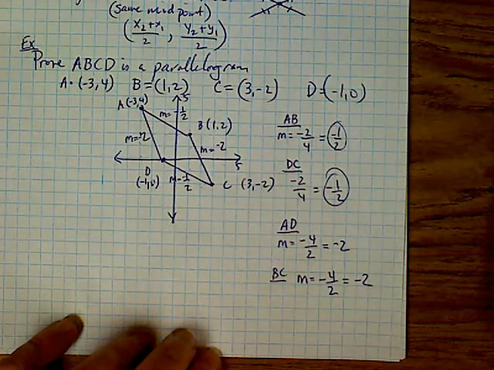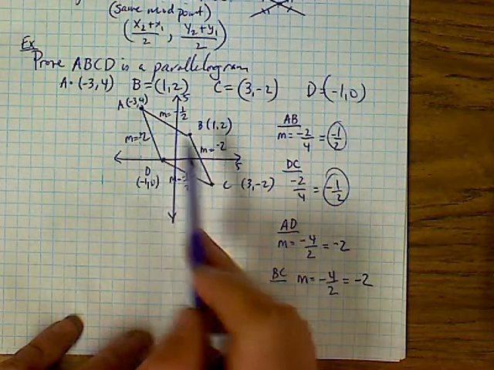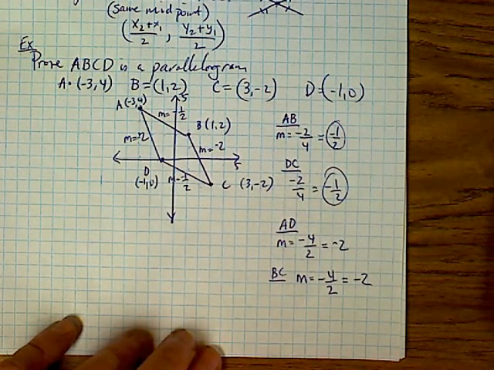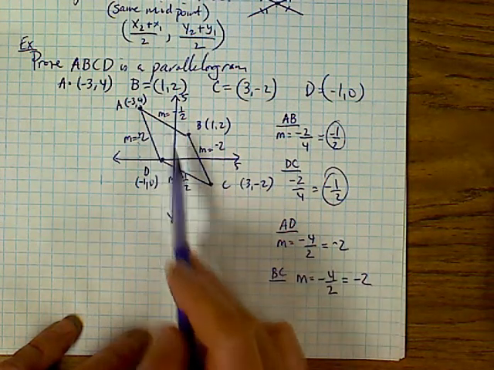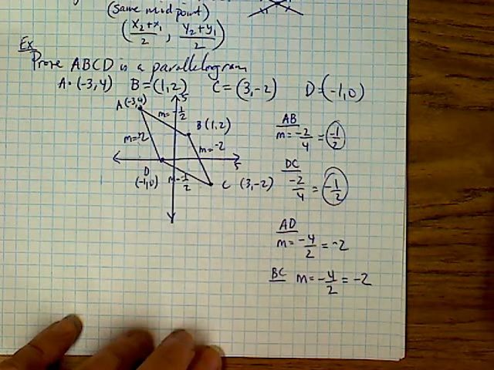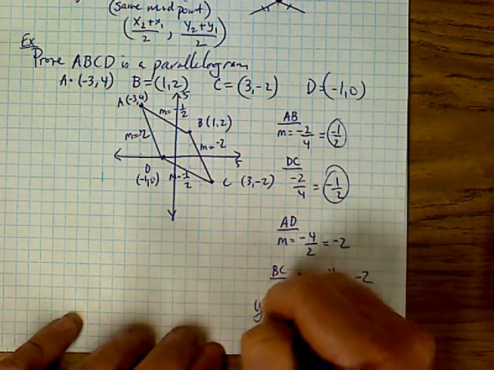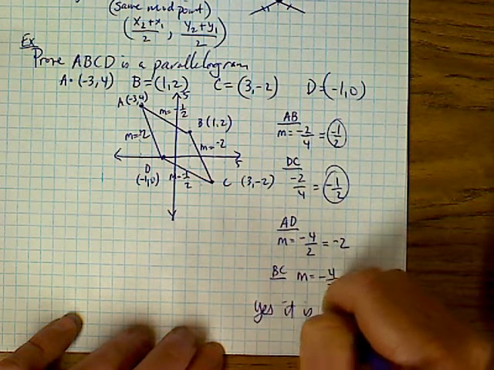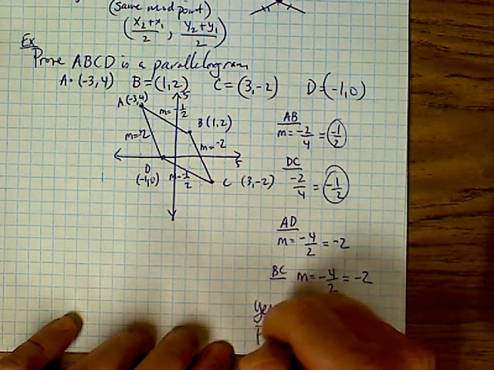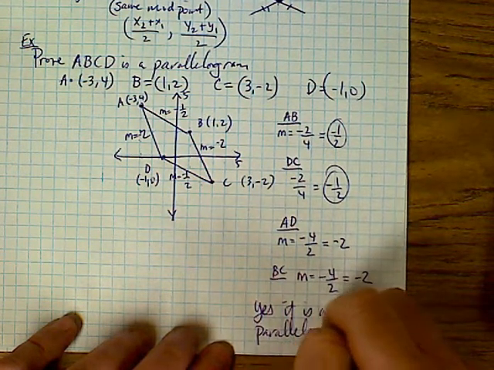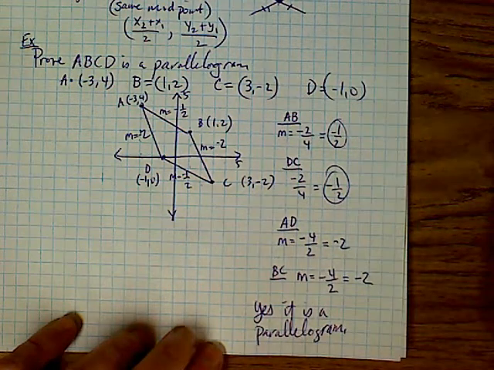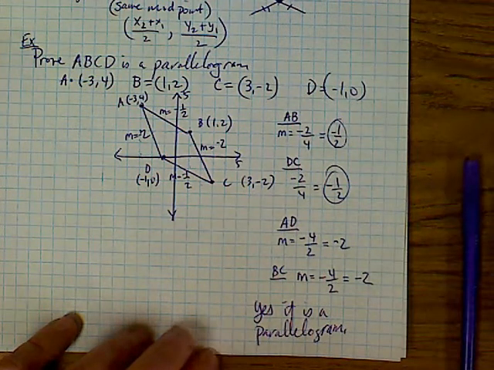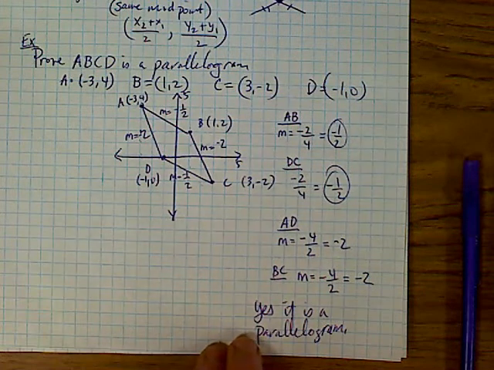Would you say that the opposite sides, their slopes, are the same? And the answer to that would be yes, they are the same. So since the opposite slopes are the same, the opposite sides are parallel. Is it a parallelogram? Yes, it is a parallelogram. Okay, that's basing it on the sides being parallel. All right, there's going to be a second video. We're going to do this question again, but by a little different method.